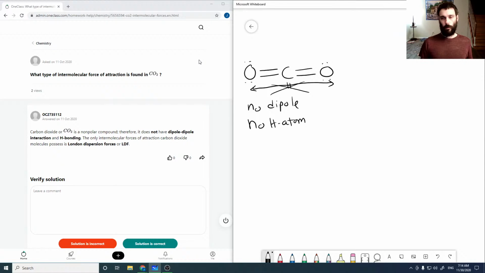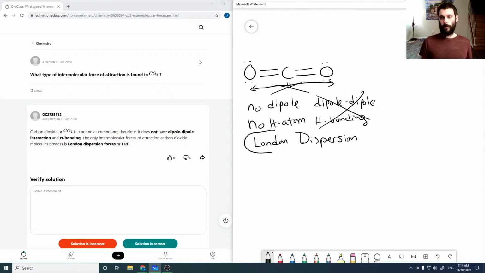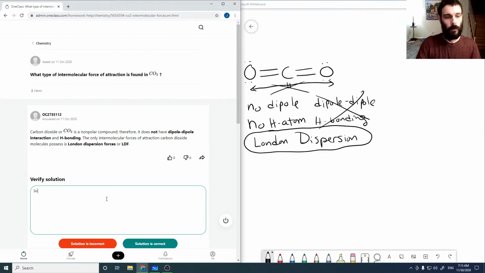meaning that our 2 strongest forces, which are the dipole-dipole forces and H bonding, don't exist in this molecule, so there's no dipole-dipole or H bonding forces. So the only thing left are the London dispersion forces, and those are the forces that will dominate with carbon dioxide. No dipole-dipole and H bonding, so the only thing left is London dispersion. So it looks good.